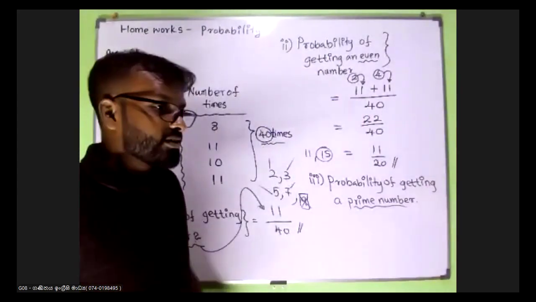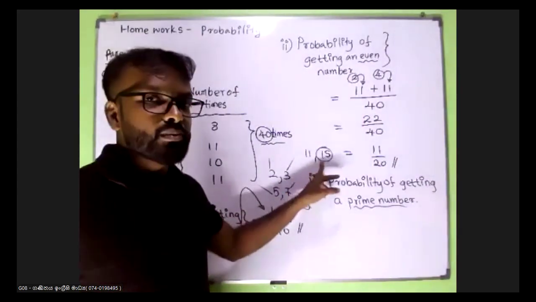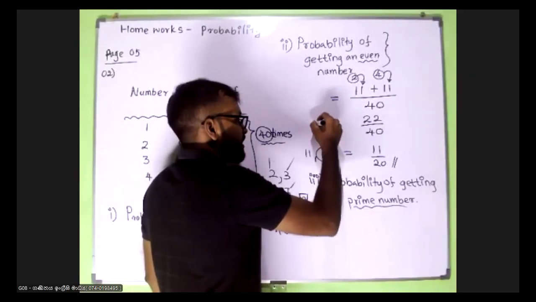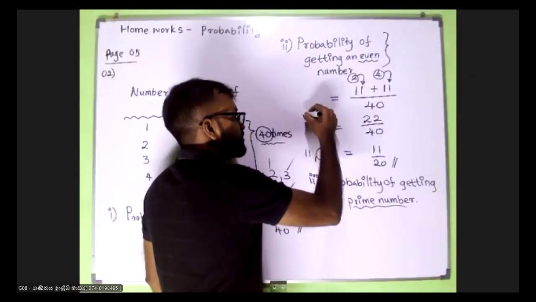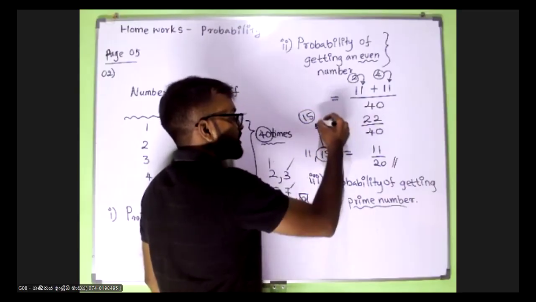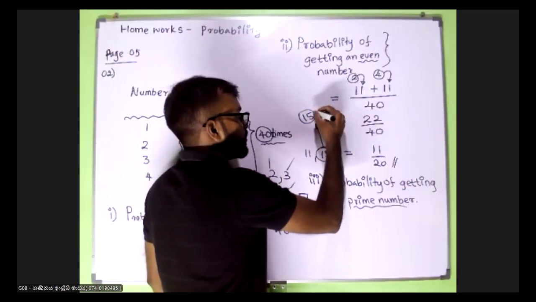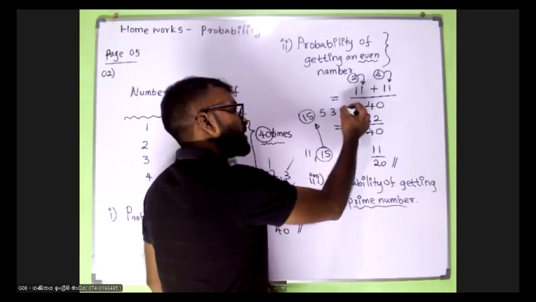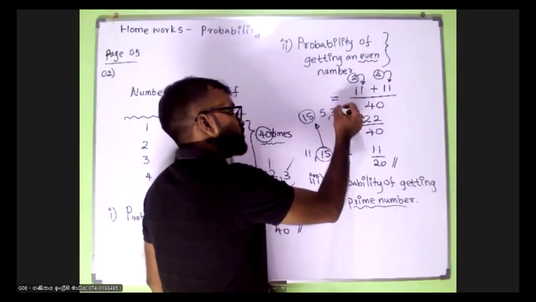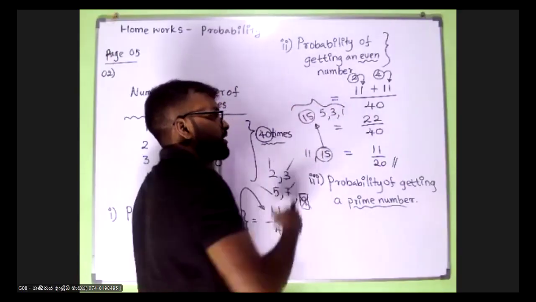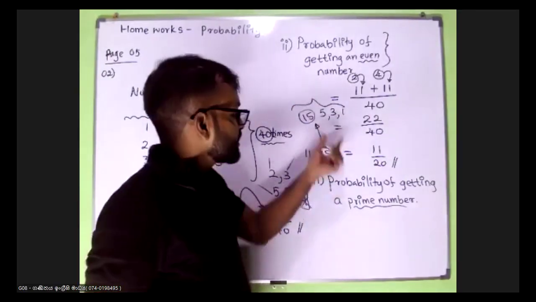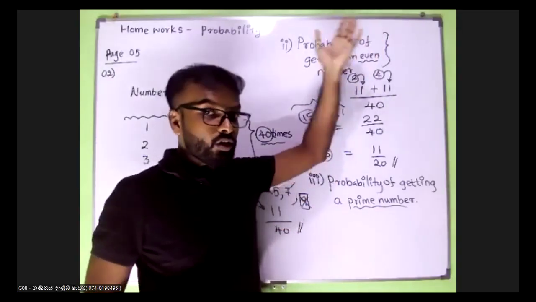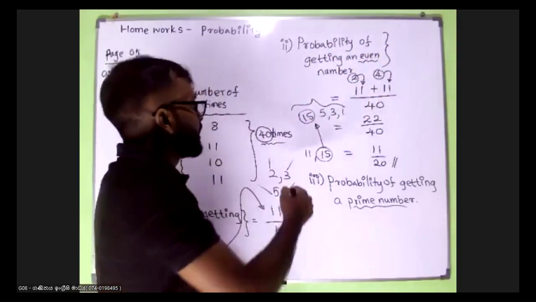No, sir. No, this is not a prime number, right? Because 15 has more than two factors, right? 15 can be divided by 15, by 5, by 3, and by 1, right? So there are 4 factors: 15, 5, 3, 1. More than 2 factors are there, right?